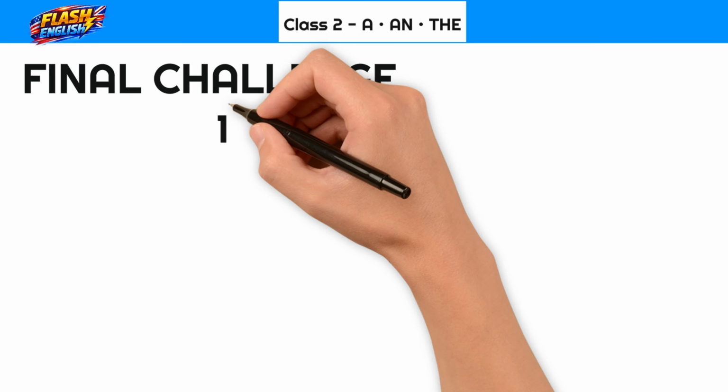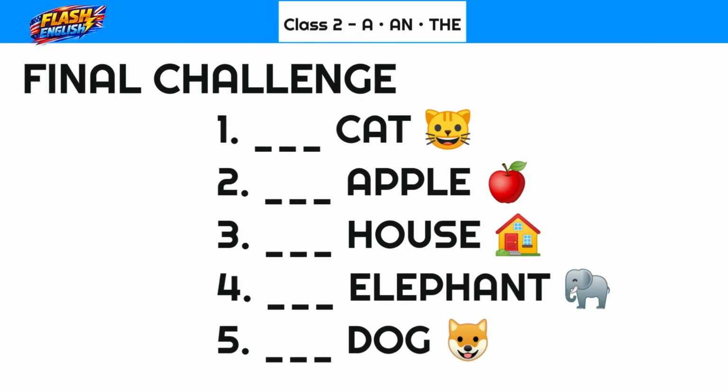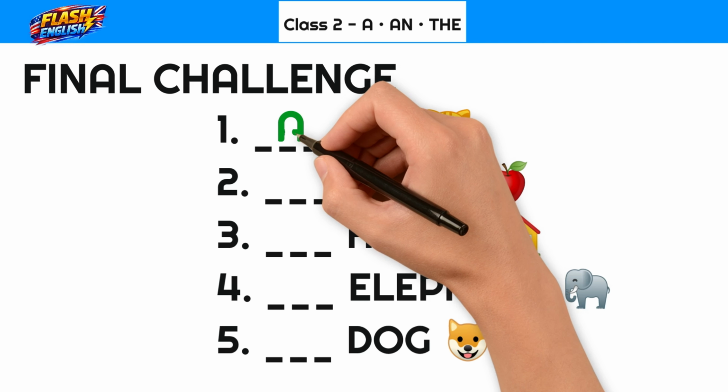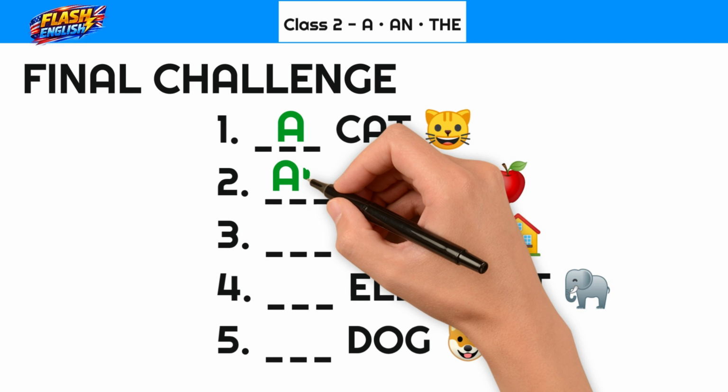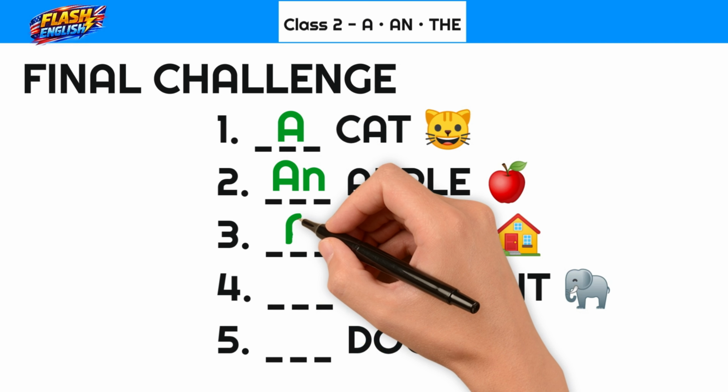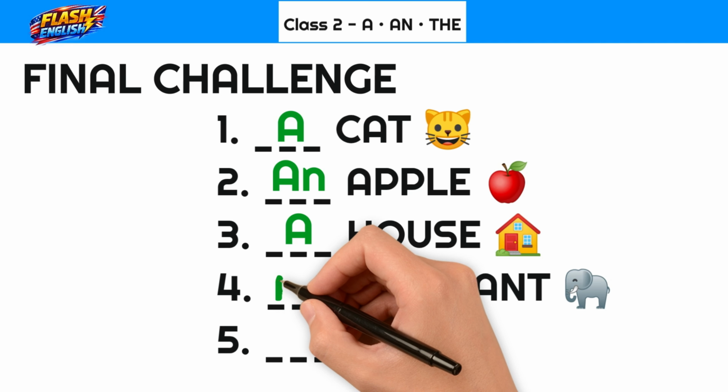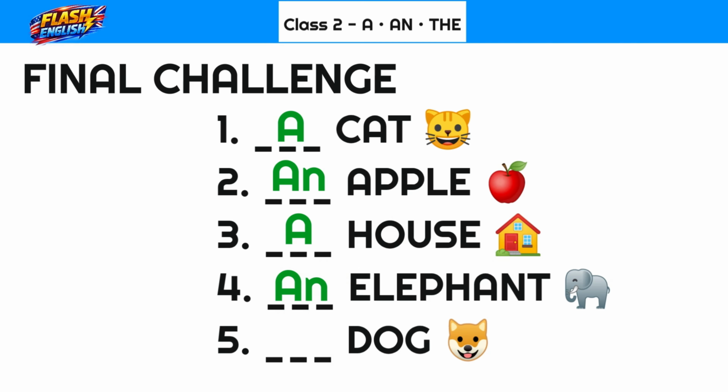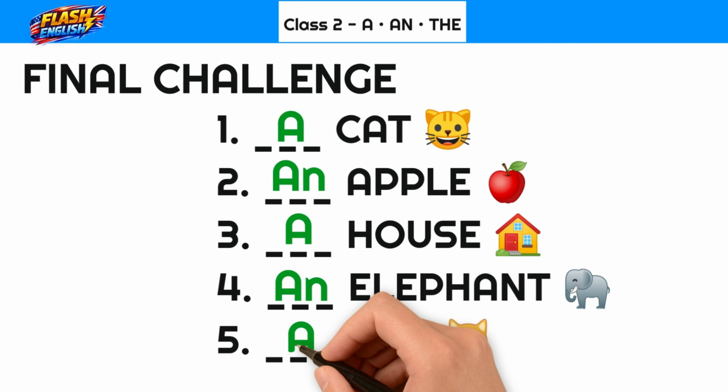Final challenge. Number 1, a cat. Number 2, an apple. Number 3, a house. Number 4, an elephant. And number 5, a dog. How many did you get right?